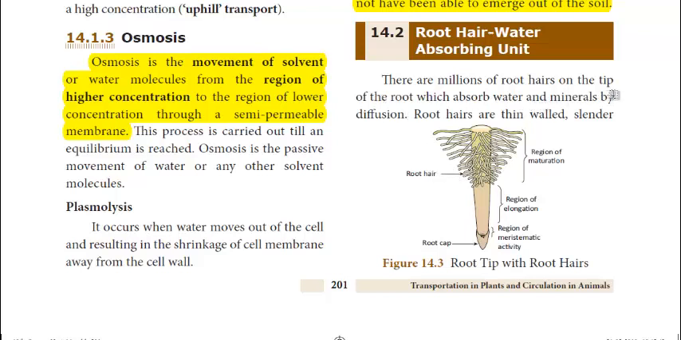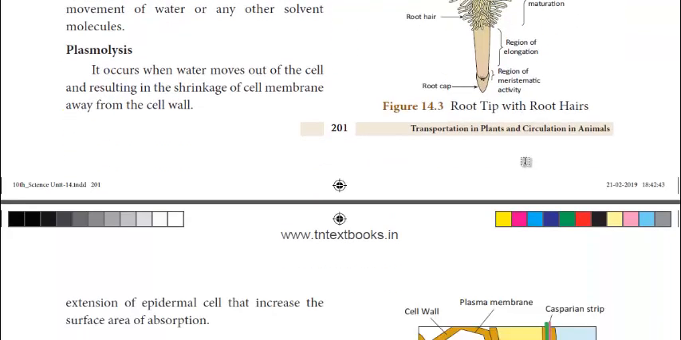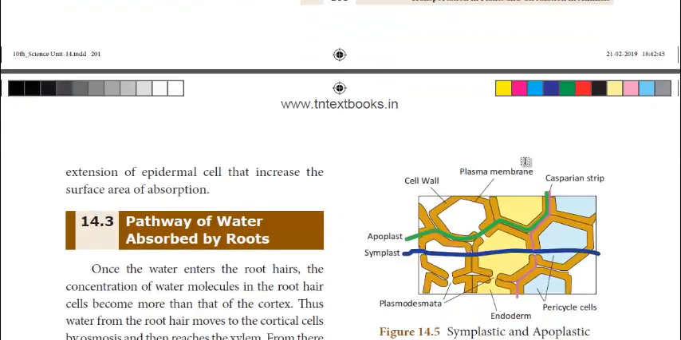There are millions of root hairs on the tip of the root and which absorbs the water and minerals by the diffusion. Simple diffusion, higher concentration to the lower concentration அப்படியே அப்சர்வ் ஆயிடுது. Root hair has a thin walled and slender, ஸ்லெண்டர்னா ரொம்ப சாஃப்டா இருக்கிறது, சீக்கிரமா உடைஞ்சு போறது. Extension of epidermal cells and increase the surface area of absorption.